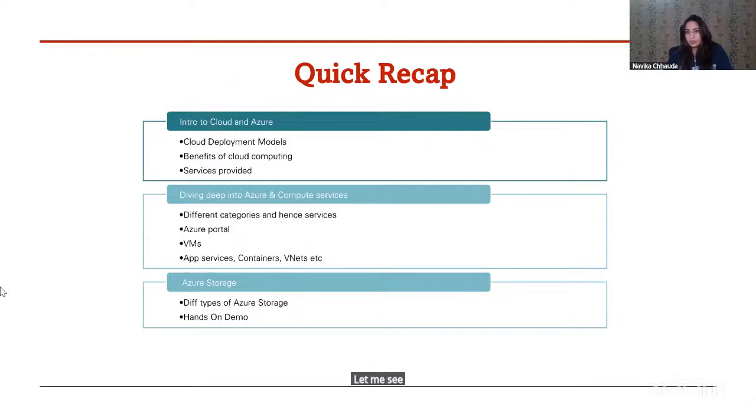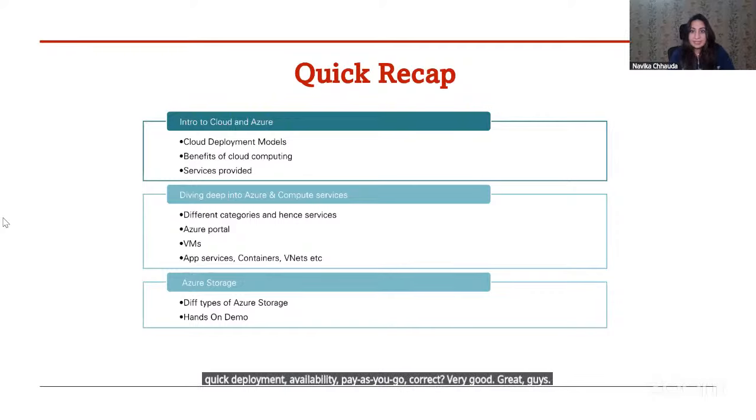Let me see. Cost efficient. Good. Yes. Let me see if someone's replying. Save development time. Yeah, very good, guys. Good, good. Very good. That's nice. You have been following the sessions well then, after seeing your answers. Quick deployment, availability, pay as you go, correct. Very good. Great, guys. Scalability, yes. So let me just combine your answers and say it out loud for the people who are not aware of it.